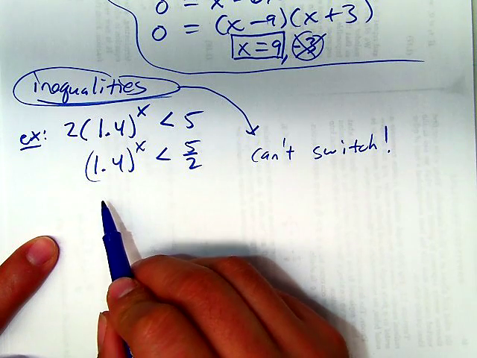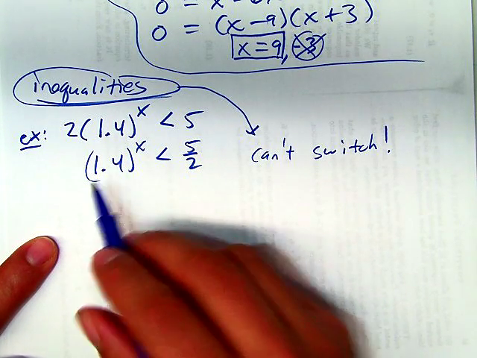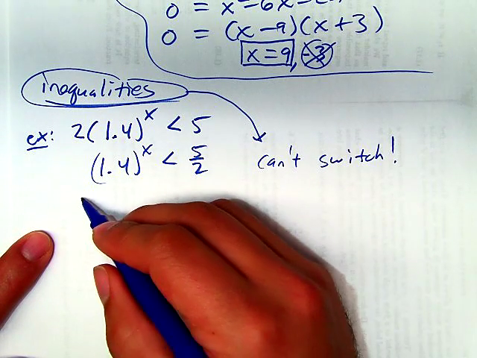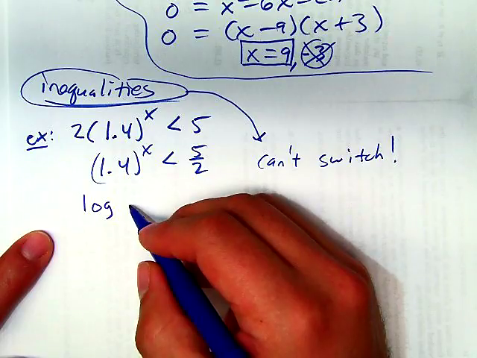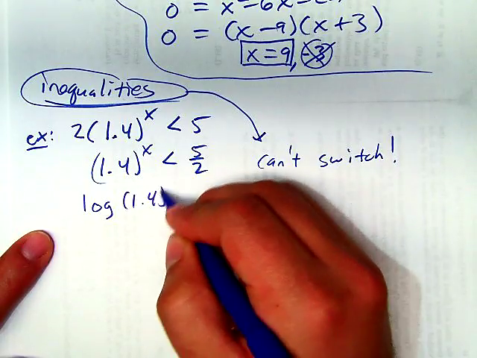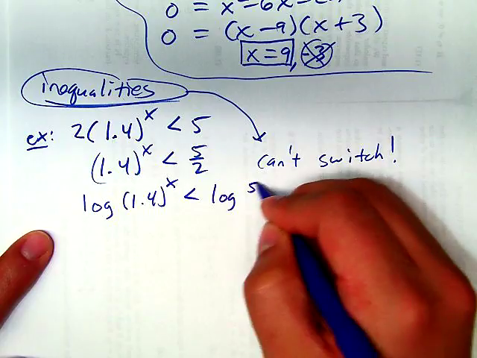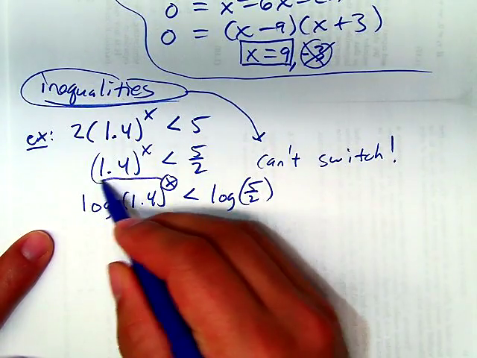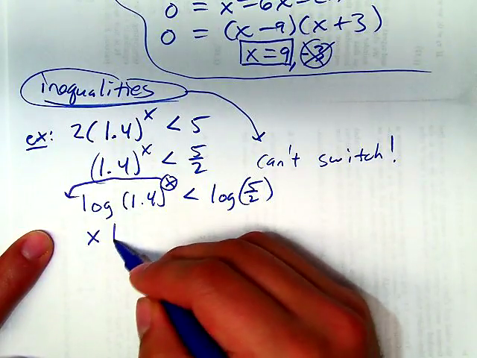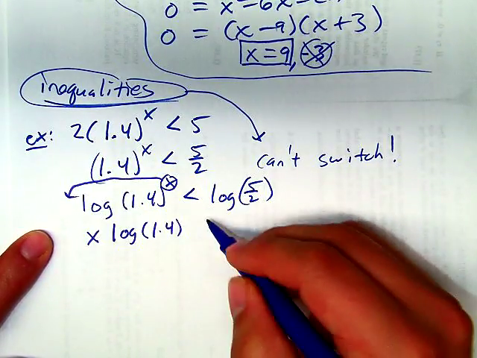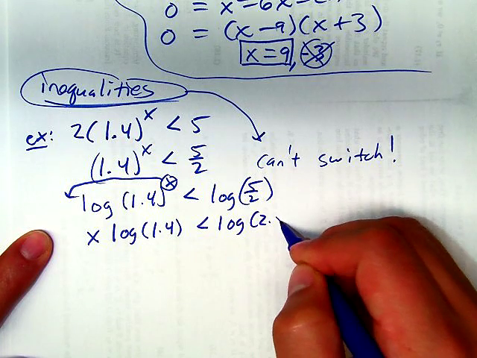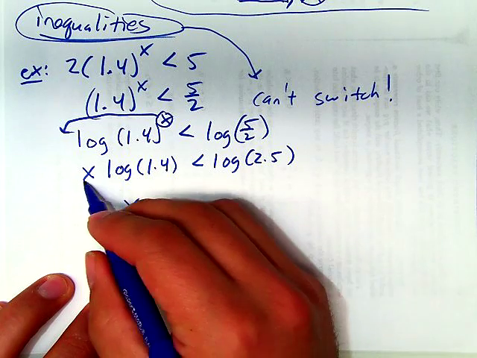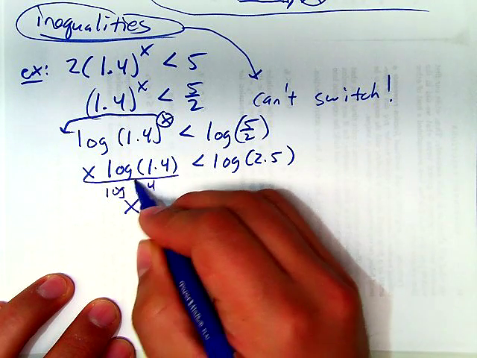Okay, so now what we can do, though, is a little trick, kind of like what we did in the very first example that we did. If we are not allowed to switch or it doesn't make sense to, let's just take the log of both sides. So if we take the log of 1.4 to the x, and then take the log of 5 over 2, now I can put the x in front just like we did earlier. So we get x times log of 1.4 is less than log of, and we know that that's 2.5. Okay. And now the last thing we're going to do is divide by log of 1.4.